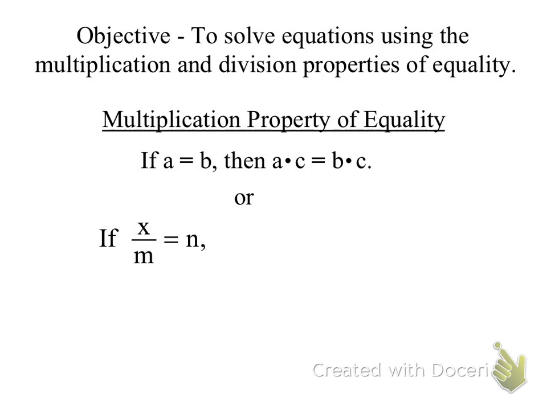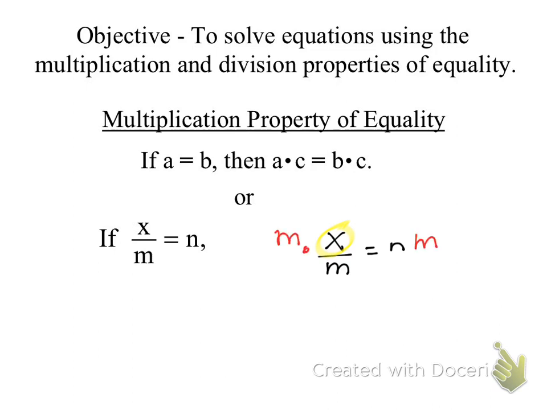Go, Chloe. What am I doing to both sides of the equation if I have x over m equals n, if I want to get x alone? You divide by x? No, x stays there. You multiply by m. Multiply what by m? Both sides. Both sides by m.